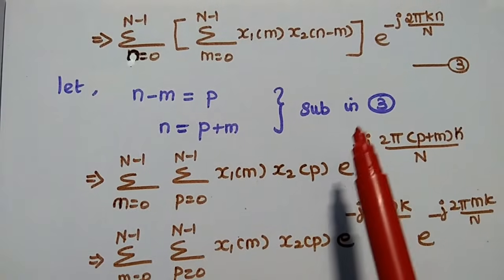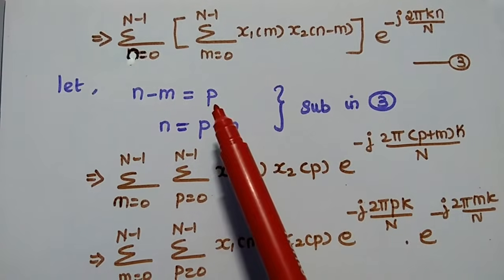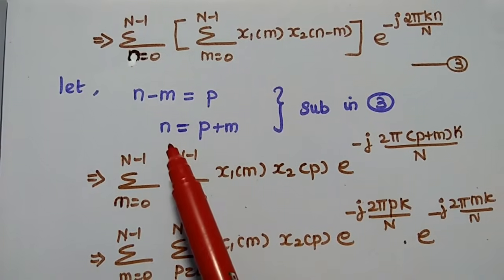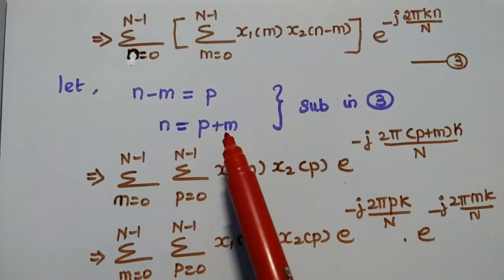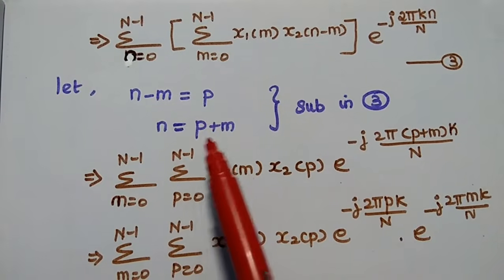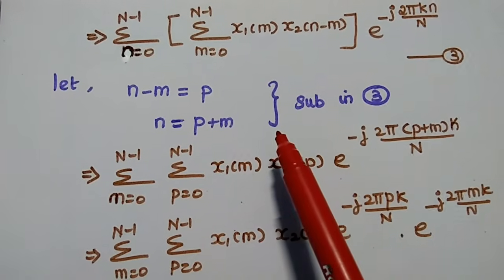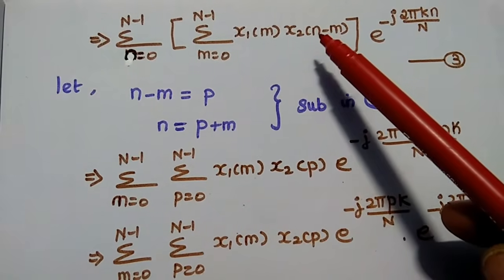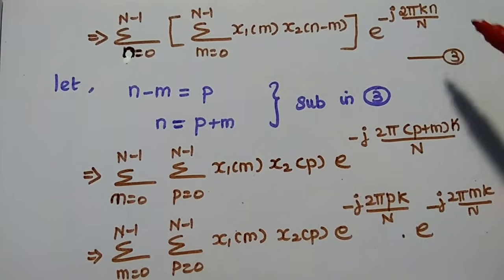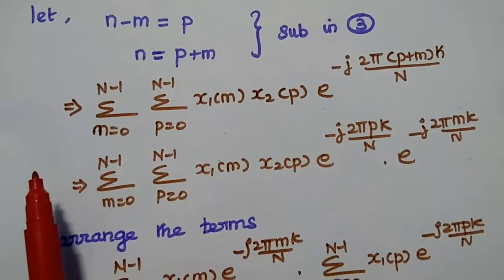For further simplification, we consider n minus m as p. Here p is a time variable. From this we obtain n equal to p plus m. So the time variable n is replaced with the time variable p. We substitute these values in the third equation. Here n minus m is replaced with p, and n is replaced with p plus m. Then we can obtain the expression like this.